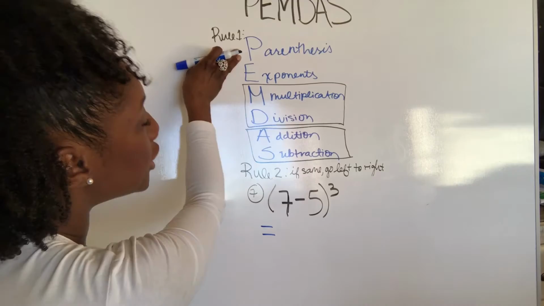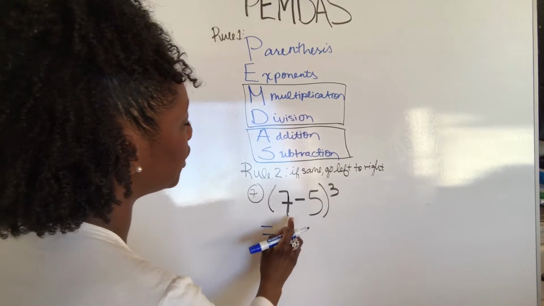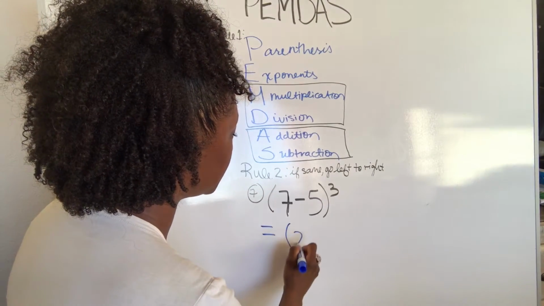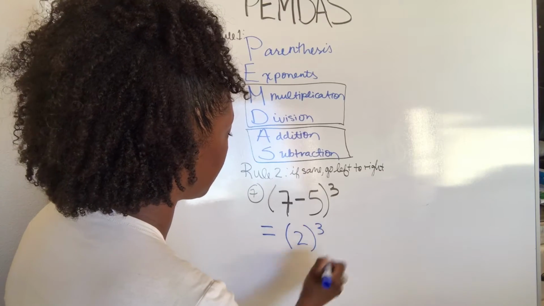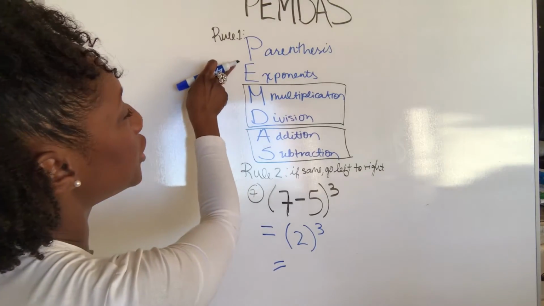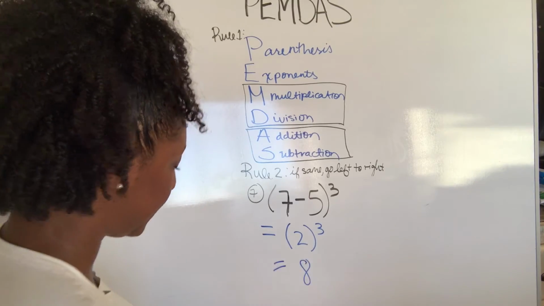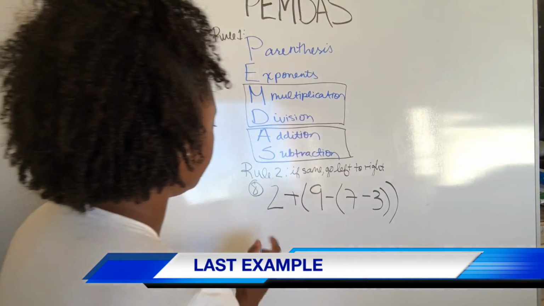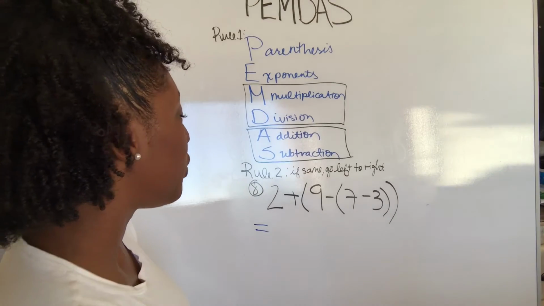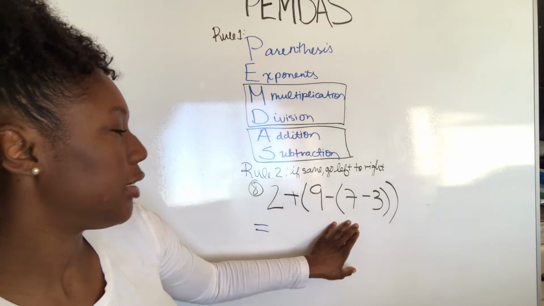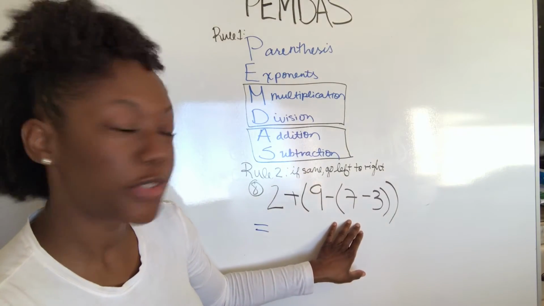So this tells us we do what's in the parentheses first. So 7 minus 5, which is 2. Then we do the exponent. So 2 to the third power is 8. All right. So we have addition and subtraction, which means we could go left to right.